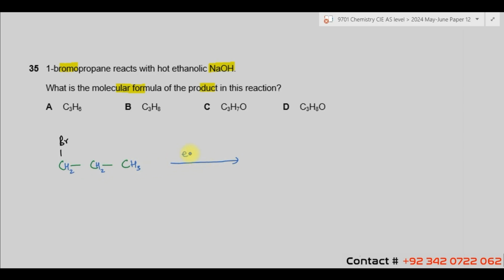In the presence of ethanolic sodium hydroxide, elimination occurs. So in elimination, bromine is removed from 1 carbon and hydrogen is removed from the adjacent carbon. HBr is lost in the form of NaBr and H2O. This becomes an alkene: CH2=CH-CH3 plus NaBr plus H2O. It says, what is the molecular formula of the product? So we have 3 carbons, 6 hydrogens, so it should be C3H6. The correct answer is A.